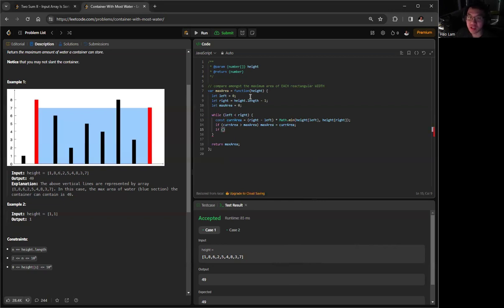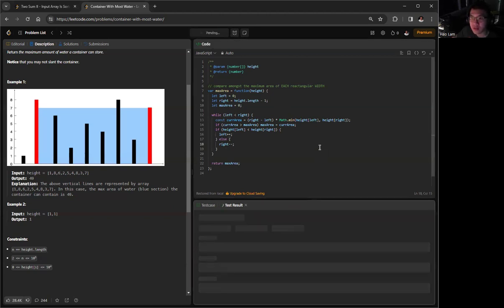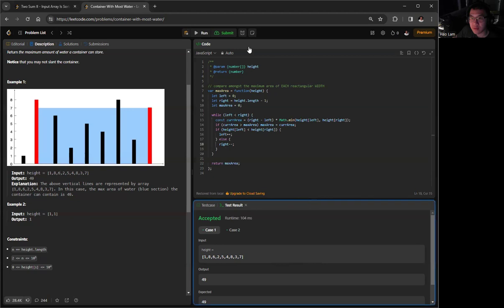And then we need to move the shorter line. So if the height at left is shorter, then we move the left side, left plus plus, and else we move the right pointer, so right minus minus. And that's it. Let's give it a try. Submit.